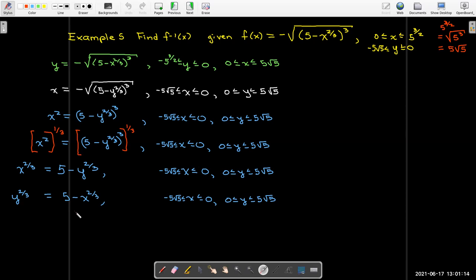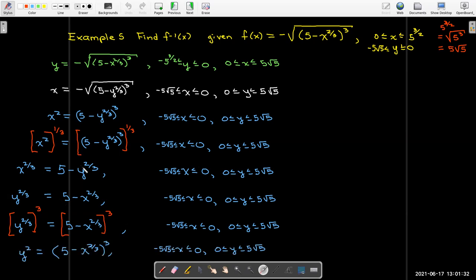Now I want to get y by itself. Well, I'm going to start by cubing both sides. Remember, y to the 2/3 power means y squared, and then take the cube root. So to undo the cube root, I'm going to cube both sides. Now I'll be left with y squared.